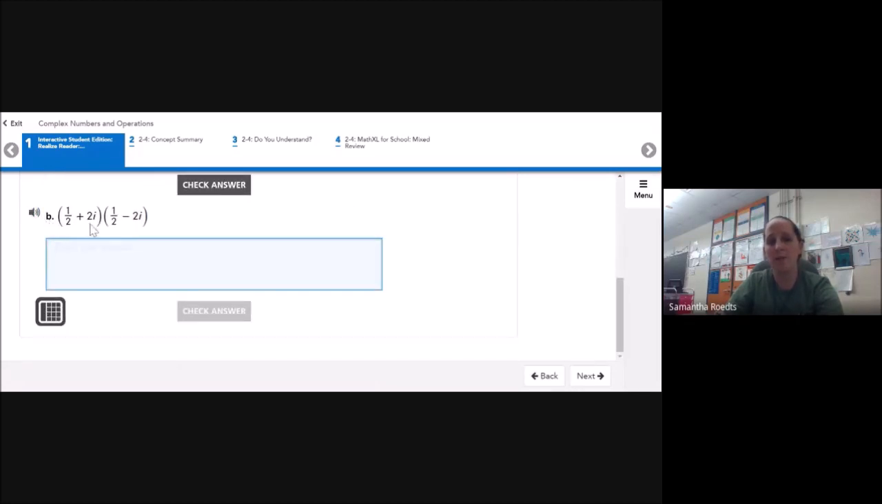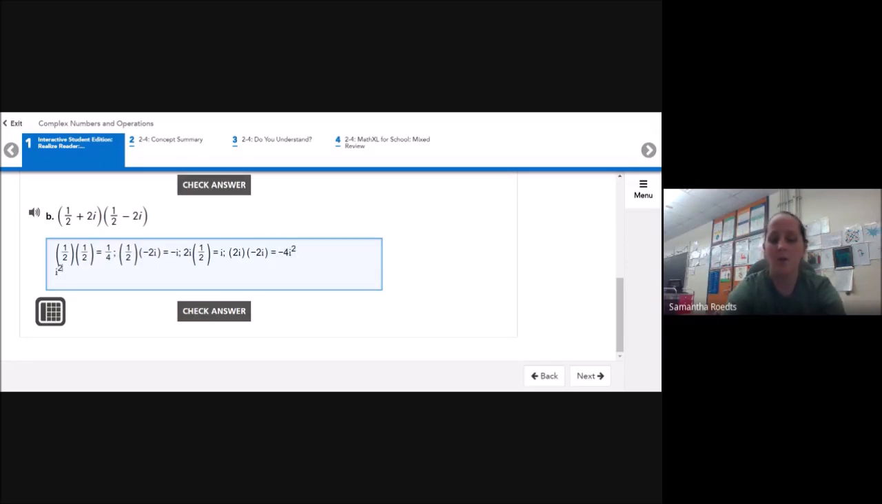The next one I have is 1/2 plus 2i times 1/2 minus 2i. So I'm going to FOIL. So I have 1/2 times 1/2 equals 1/4. Then I do 1/2 times negative 2i, which equals negative i. Then I have 2i times 1/2 equals positive i. And then I have 2i times negative 2i, which equals negative 4i squared.